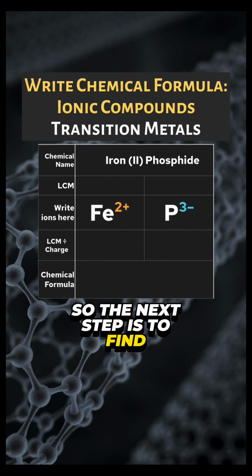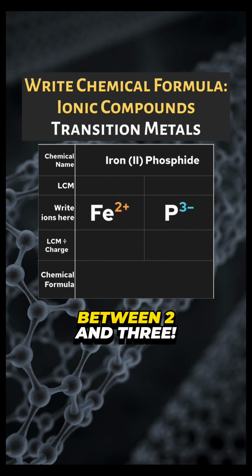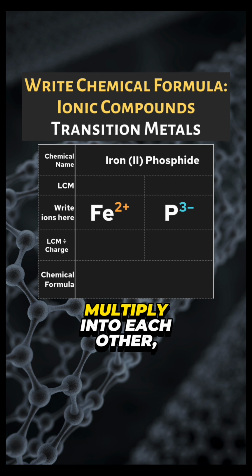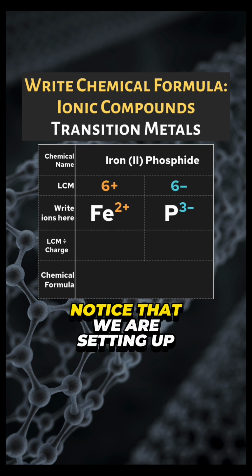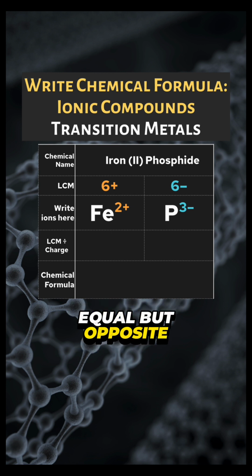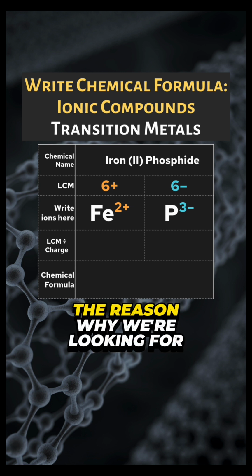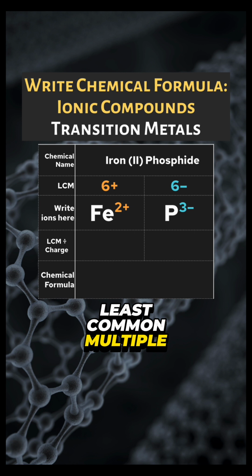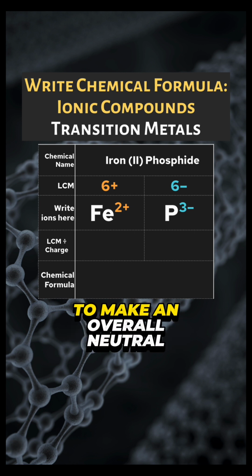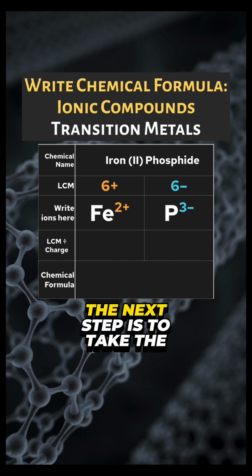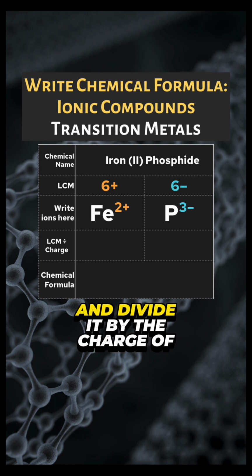So the next step is to find the least common multiple between 2 and 3. 2 and 3 can't really multiply into each other, but they can multiply into 6 and negative 6. Notice that we are setting up equal but opposite lowest common multiples. The reason why we're looking for the least common multiple is so that iron and phosphorus can combine to make an overall neutral charge.